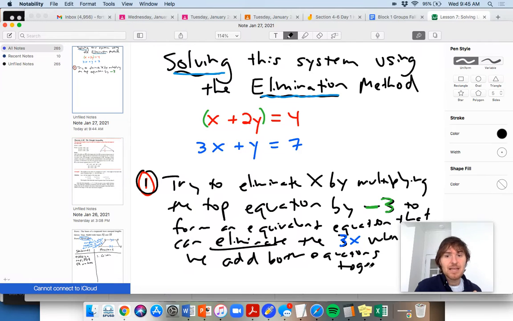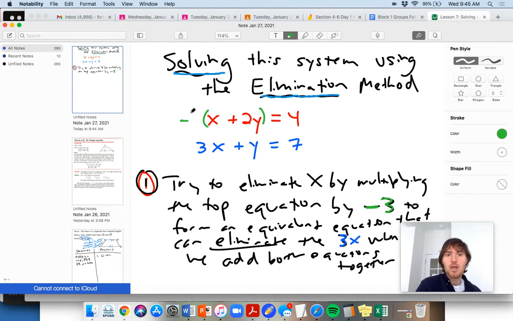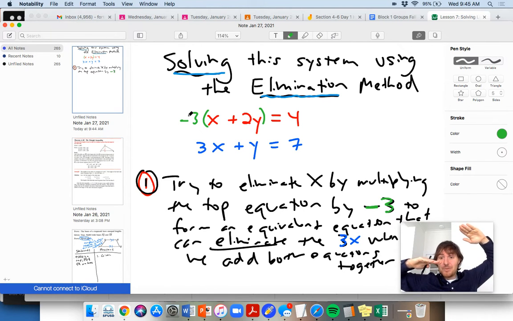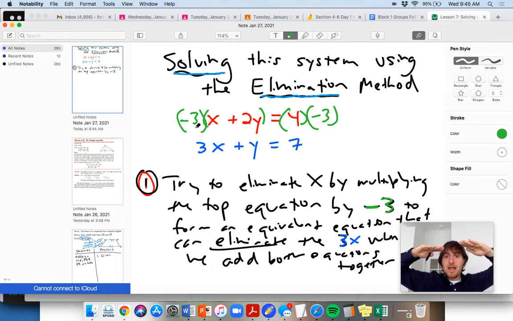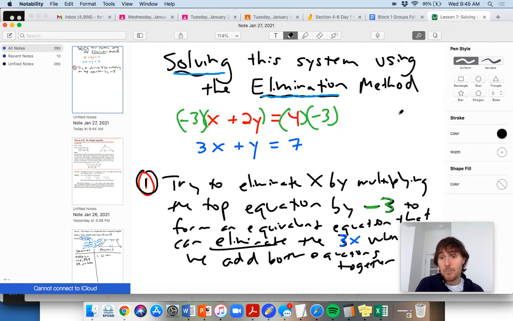Okay, I've written a lot, but let's see it go down here. If I multiply this top equation by -3, they're balanced only if I multiply the other side by -3 as well. Then they're balanced here. So this involves knowing the distributive property. Hopefully you've learned that in middle school. We don't have time to dedicate a whole lesson to the distributive property, so hopefully you're picking it up here.